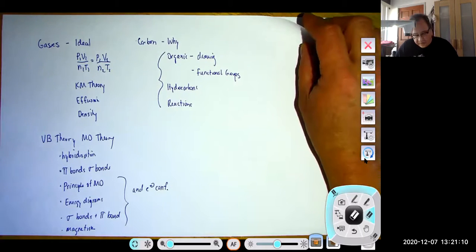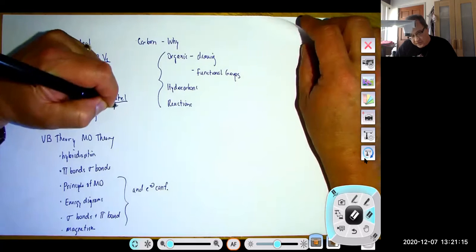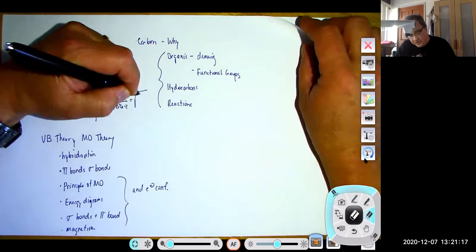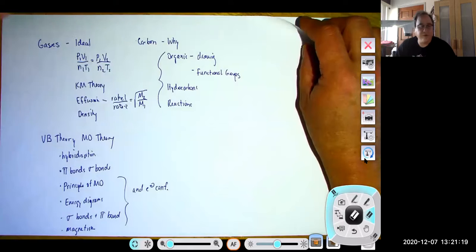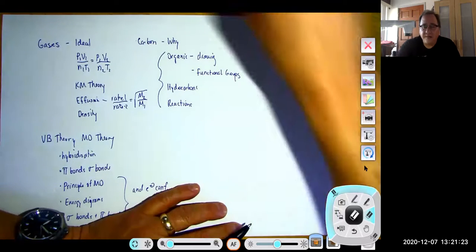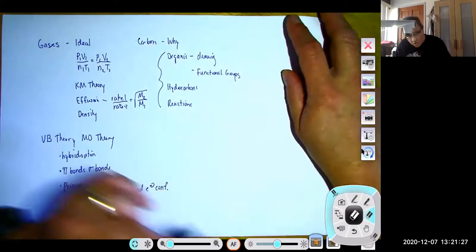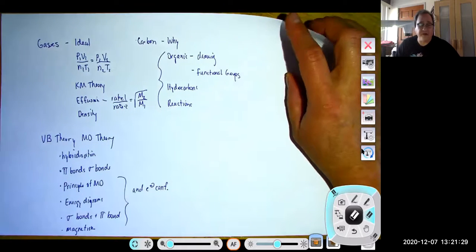Okay, and you know, the effusion one is that rate 1 over rate 2 is equal to the molar mass of 2 over the molar mass of 1. That's the effusion part. So that'll be on your last exam. And of course, all of these things plus more will be on your final exam.